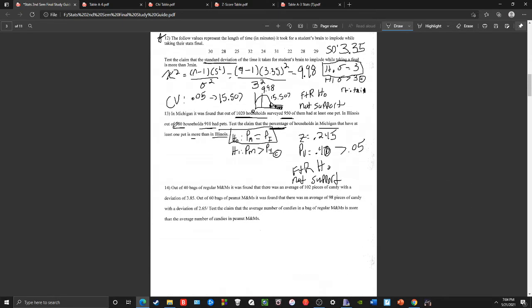So that's that one there. Okay, two samples, two percentages that you're comparing to each other. Therefore, it's a two-prop z test, right?